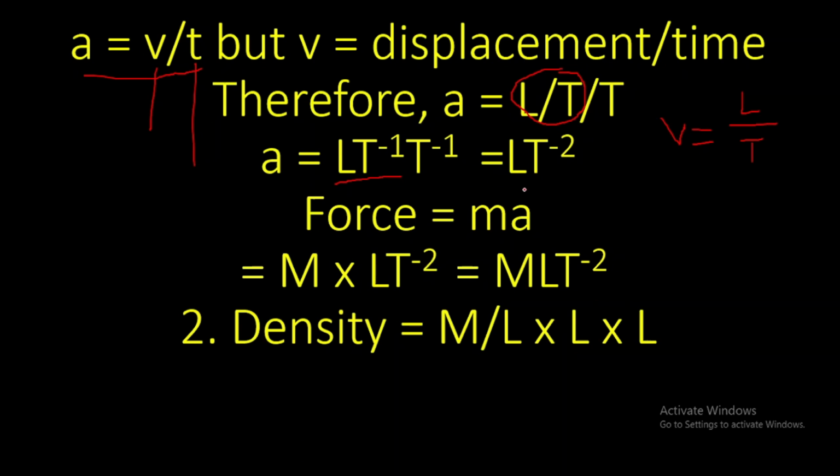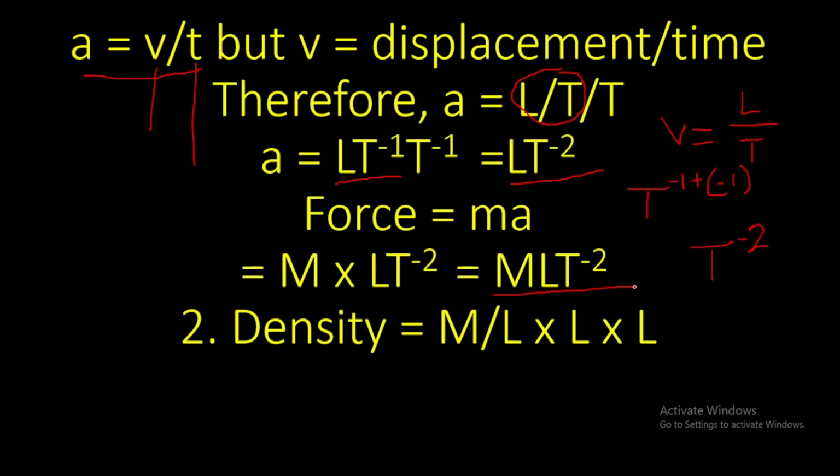According to the laws of indices, it is going to be T raised to the power of minus 1 plus, let me put this in brackets, plus minus 1 again. So which is going to be T to the power of minus 2. So force, which is mass multiplied by acceleration, is m, that's mass that we had before, multiplied by LT raised to the power of minus 2, and this gives us the dimension for force.